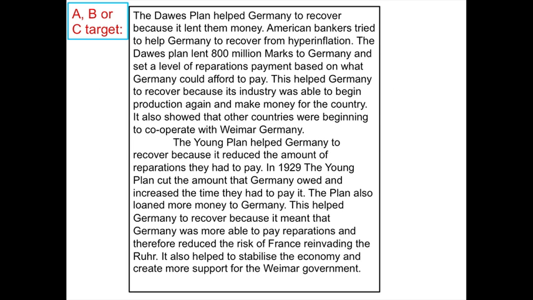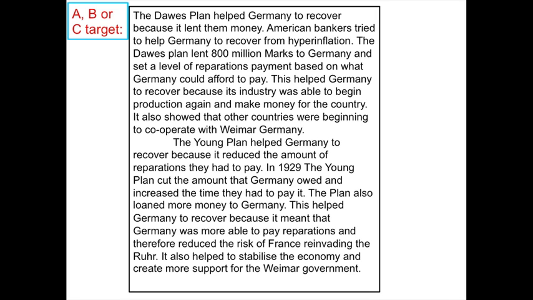The sample answer for target grade A, B or C. We've got 2 clear paragraphs here. The first one tells us about the Dawes Plan, the second one about the Young Plan. The first paragraph says, the Dawes Plan helped Germany to recover because it lent them money. American bankers tried to help Germany to recover from hyperinflation.